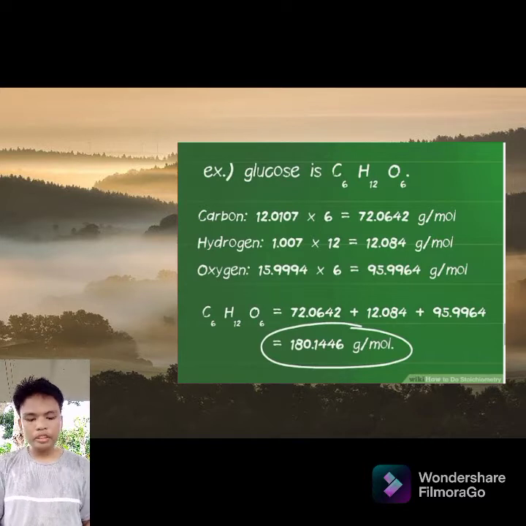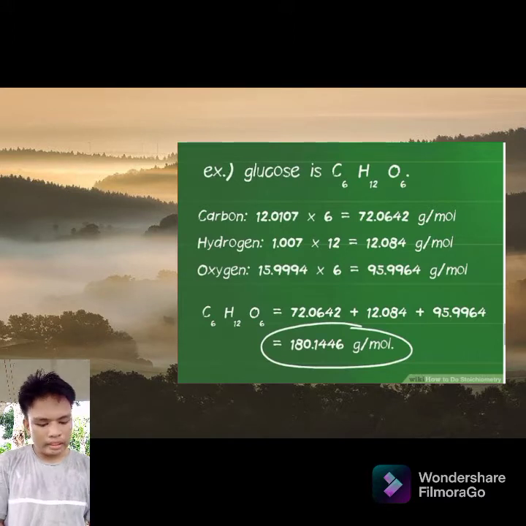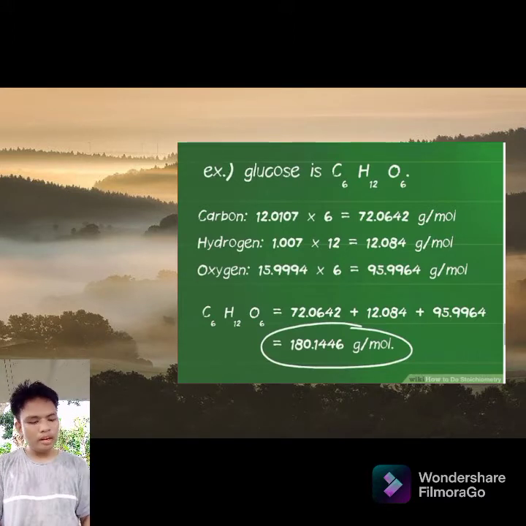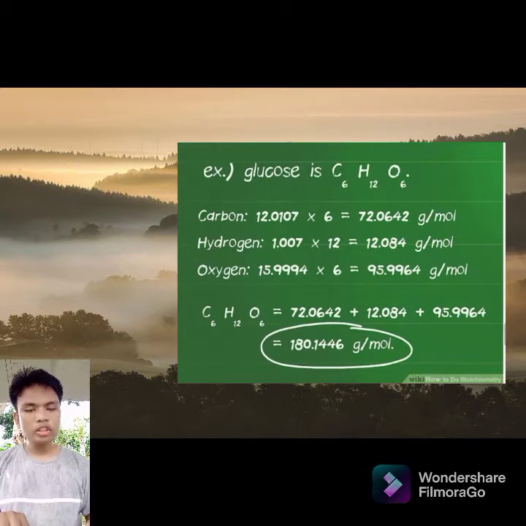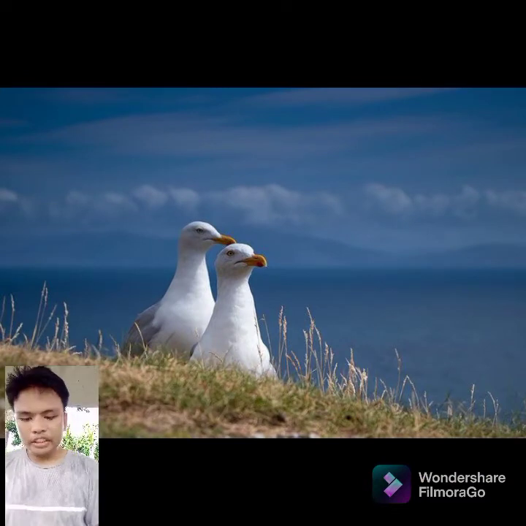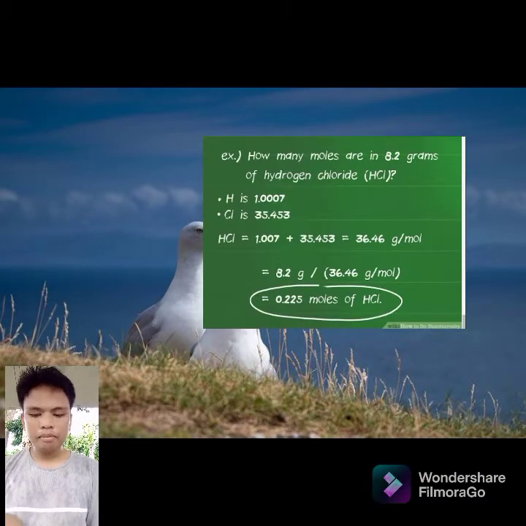72.0642 plus 12.084 plus 95.9964 equals 180.1446 grams per mole. So 180.14 grams is the mass of 1 mole of glucose. Convert grams of a substance to moles using the molar mass.